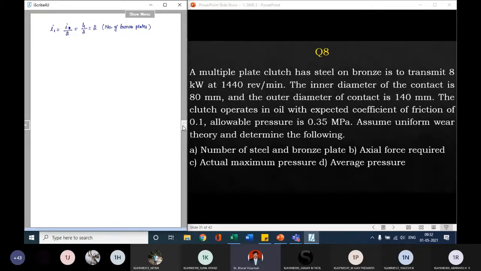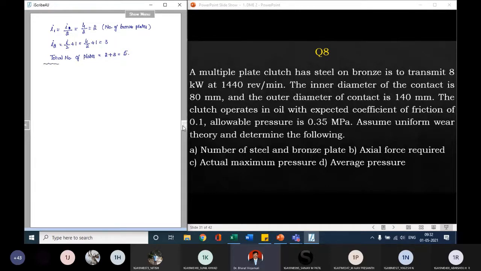So once again, I1 and I2. I2 is equal to I by 2 plus 1. So once again, 4 by 2 plus 1 is equal to 3. Now therefore, I1, I2, but write down the total number of plates also. Total number of plates, 2 plus 3 is equal to 5. So you have got your answer.